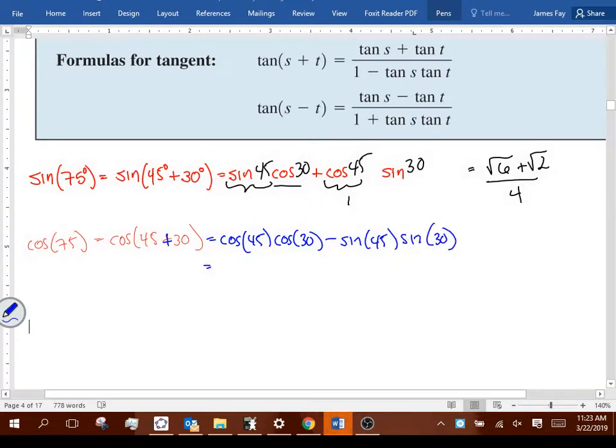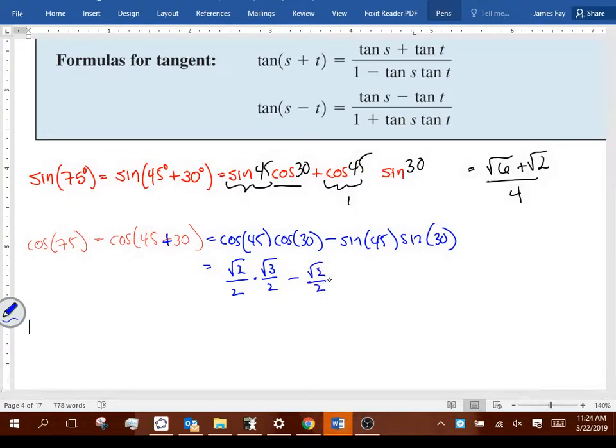And now let's evaluate that. What's the cosine 45? Radical 2 over 2. What's the cosine of 30? Radical 3 over 2. Minus the sine of 45. Radical 2 over 2, right? What's the sine of 30? 1/2. Multiply that out. We get radical 6 over 4 minus radical 2 over 4, right?